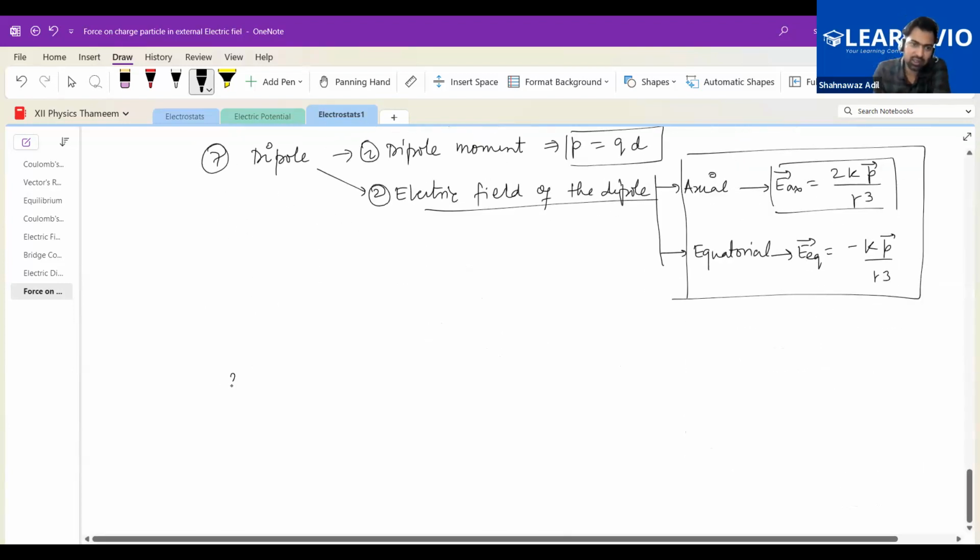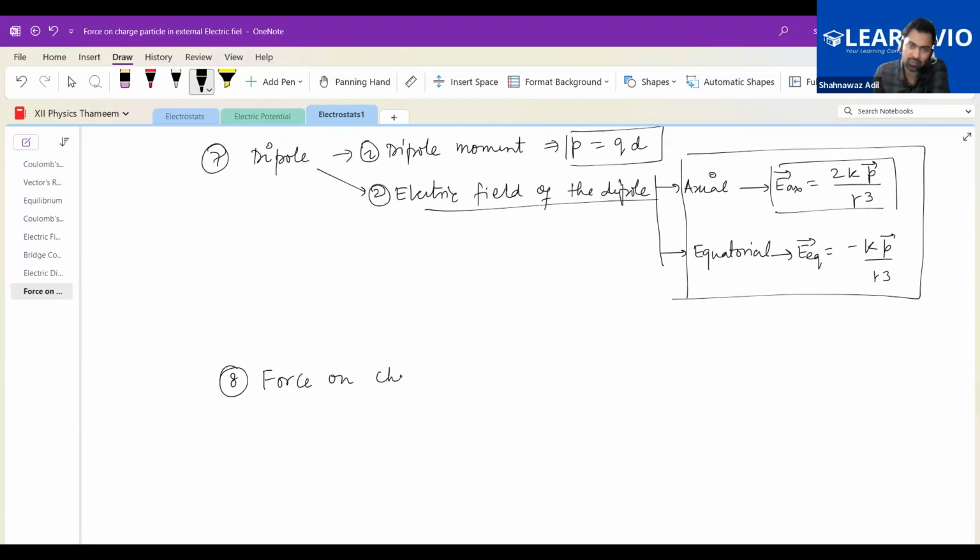The last topic that we were doing was the force on a charged particle in the presence of an electric field. So this is the current topic that we were doing.